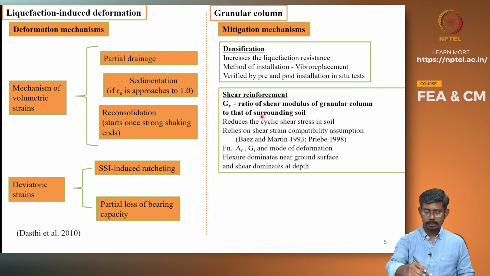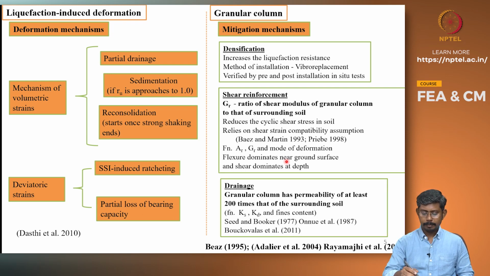It is governed by the ratio GR, that is the ratio of shear modulus of granular column to that of surrounding soil. A value of between 7 to 10 is necessary to obtain a substantial reduction in the shear stresses that are experienced by the soil, in order to have a good shear reinforcement effect. So this is governed by the area ratio and the GR shear modulus ratio, and this GR governs the mode of deformation of the column. If flexure is present, if the column bends, obviously the effect of shear reinforcement will reduce.